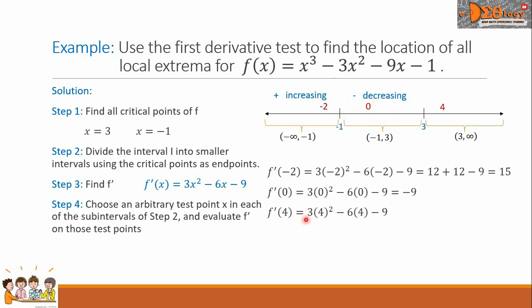This is equal to 3 times 4 squared minus 6 times 4 minus 9. The square of 4 is 16. 16 times 3 is 48. -6 times 4 is -24, then minus 9. When we simplify this, the final answer is +15.